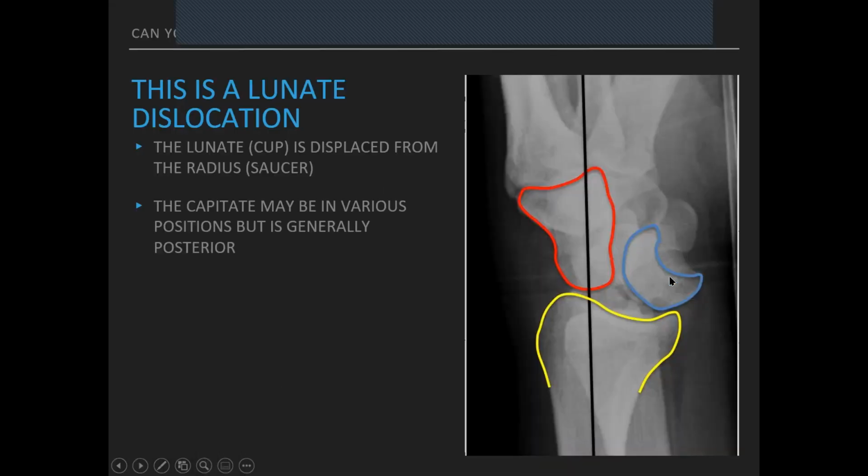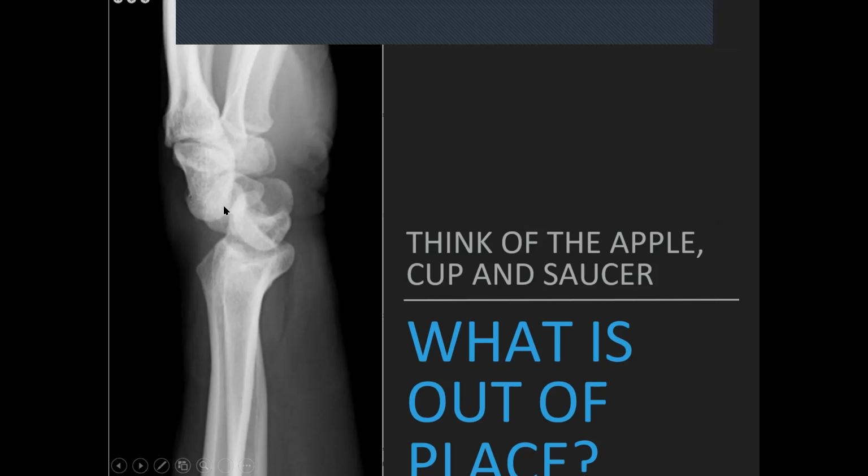Makes sense? The lunate is the one that's come out of place. So the cup or the lunate is displaced from the radius. All right. So the capitate generally goes posterior in these cases because it jumps out that way. But it's more commonly posterior. Let's have a look at this one and see. So what do we have?